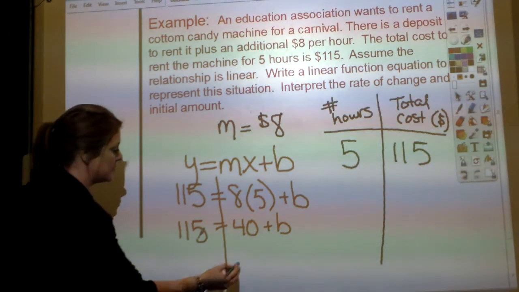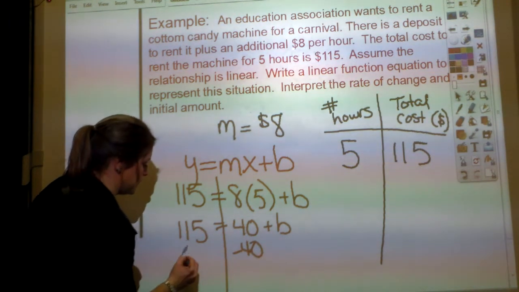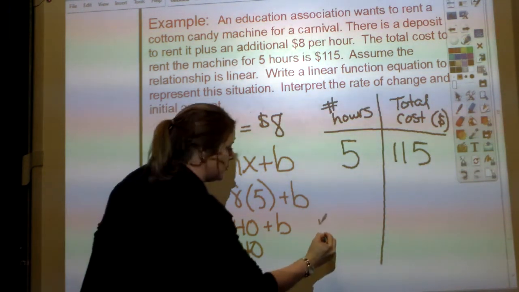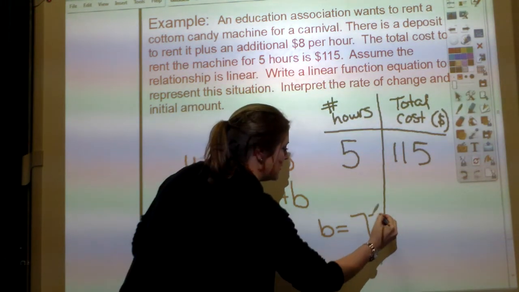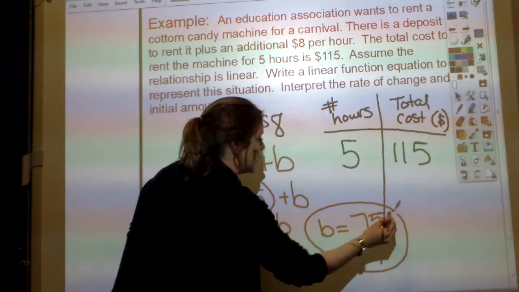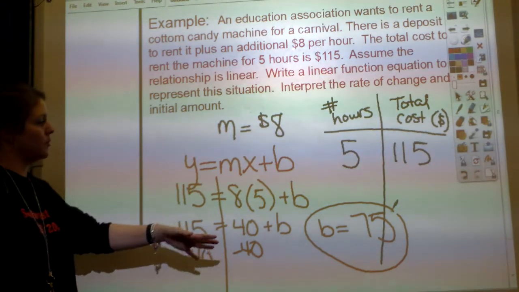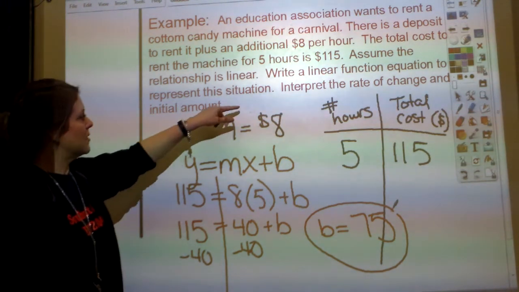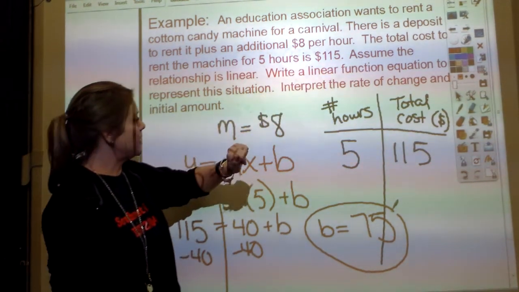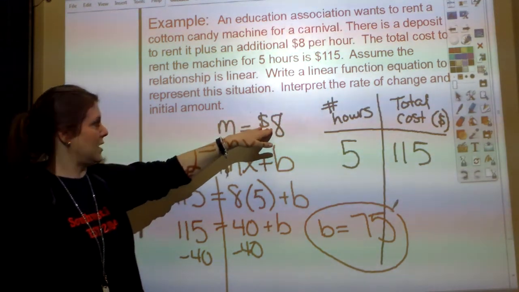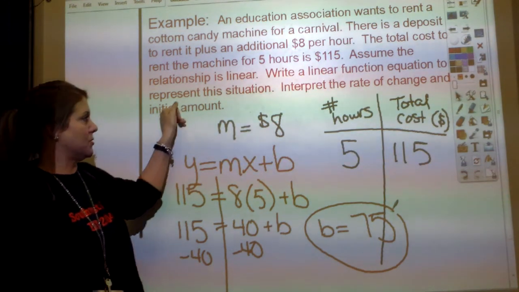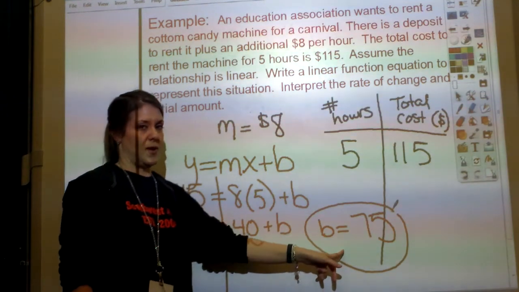When we subtract 40 on both sides, b will be equal to 75. Okay? Now let's talk about what that 75 means. They want us to interpret the rate of change. Well, we know the rate of change is 8 and the initial amount, that's what we just found.